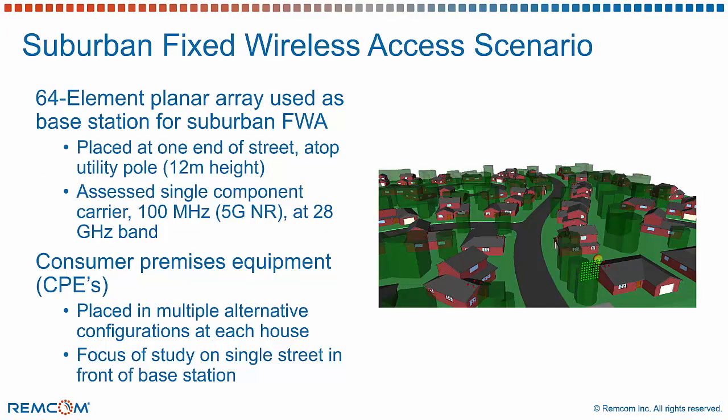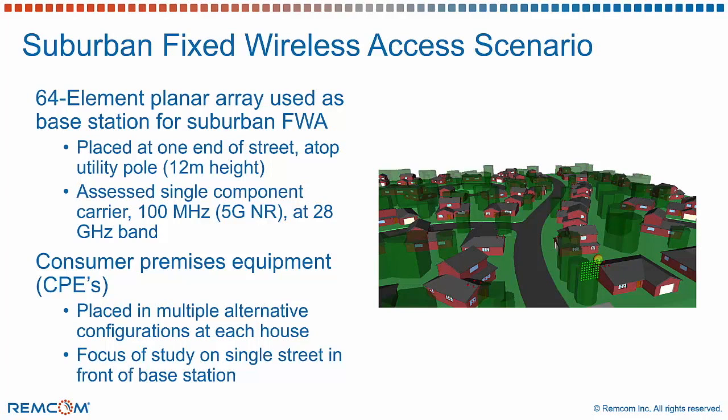So the antenna is a 64-element planar array, and we're going to be using it as a base station for suburban fixed wireless access. In the diagram to the right, we can see the array placed at one end of a street. It's been placed at a height that's consistent with being on top of a utility pole, about 12 meters up. And we did our simulations assessing a single component carrier with 100 megahertz bandwidth, which is consistent with 5G NR, and at 28 gigahertz, the design carrier frequency.